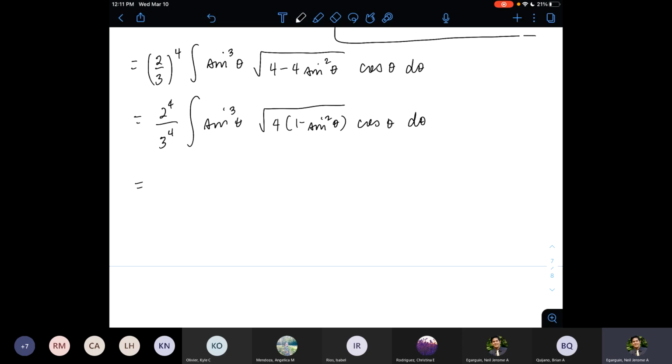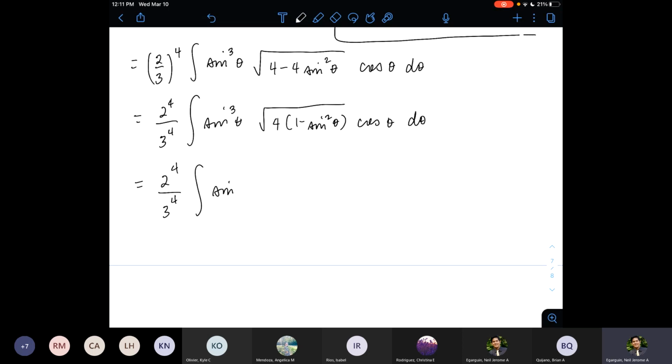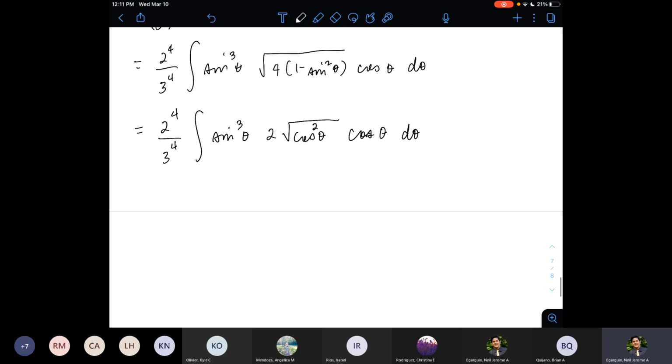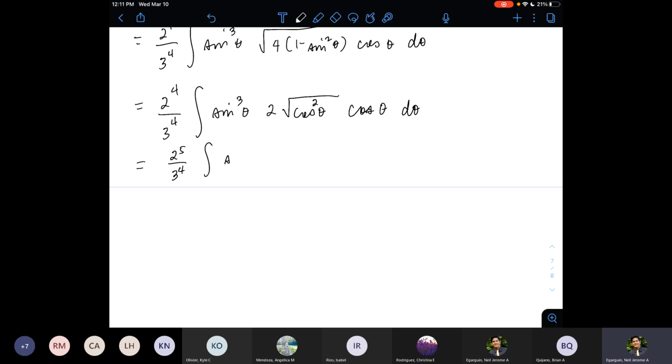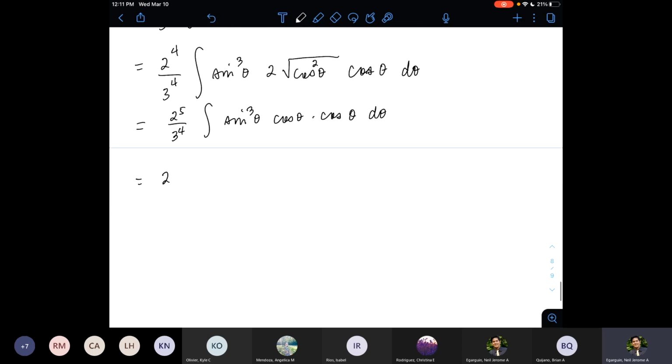But this would be 2 to the fourth over 3 to the fourth, sine cubed theta. And this would be 2 square root of cosine squared theta, cosine theta d theta, which is again a non-necessary part of the solution. You can skip this. But again, I'm just putting in all the details so that you can review these notes completely. So you have sine cubed theta, cosine theta out of the square root, another cosine theta outside, and we're left with this. Ultimately, this is what we need to integrate.